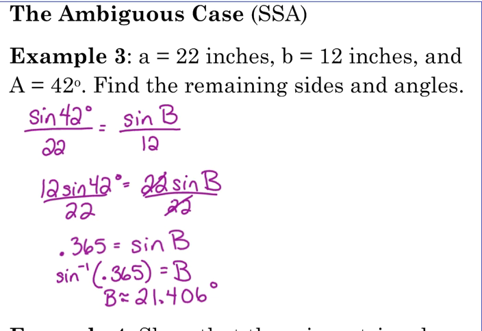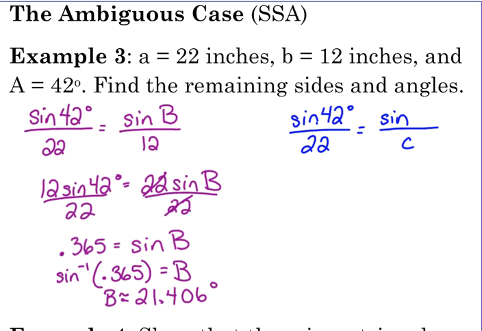Now we know 2 sides and 2 angles. We need to find the third side and the third angle that correspond to one another. So let's set up the law of sines again, reminding you that I always like to use the given information. I'm going to go back and use sine of 42 degrees over 22. I'm not going to use the sine of 21.4 over 12 in case I made a mistake in that 21.4. Now, we definitely don't have side C. So that must mean that we can figure out angle C.